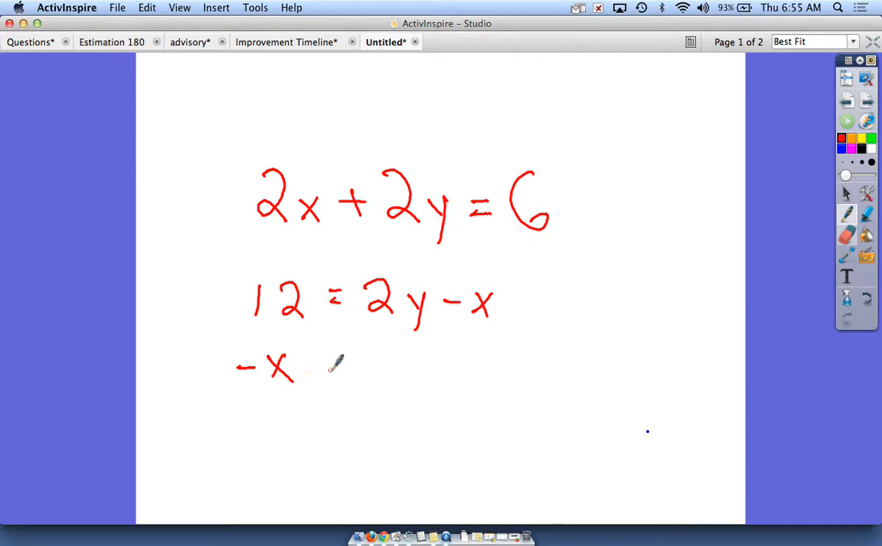Negative x, and that would just be like negative 1x. This 2y is positive, so it would just be plus 2y equals 12. So that would be the exact same equation. I just put the equals on the other side.